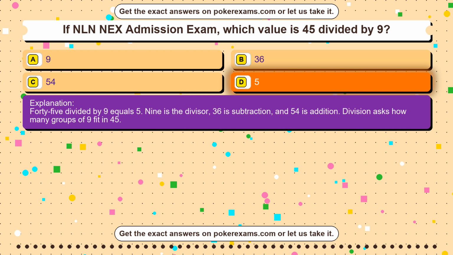9 is the divisor, 36 is subtraction, and 54 is addition. Division asks how many groups of 9 fit in 45.